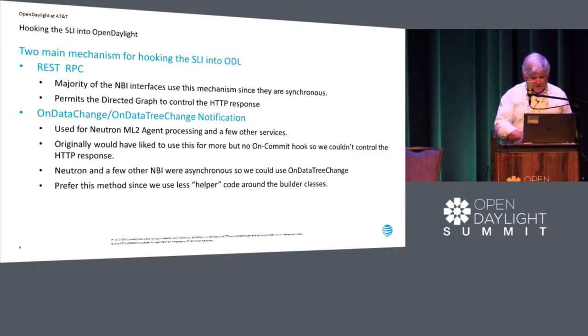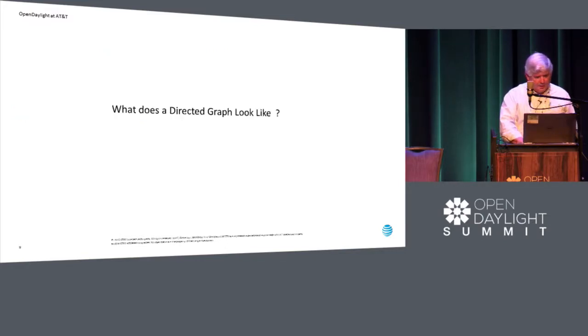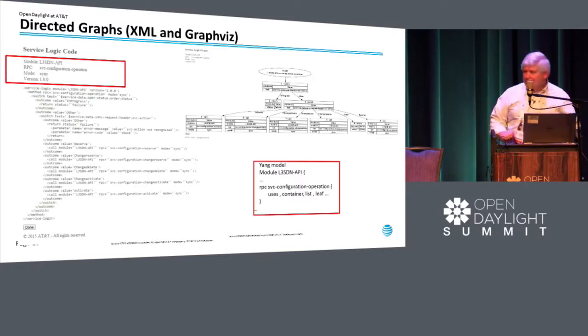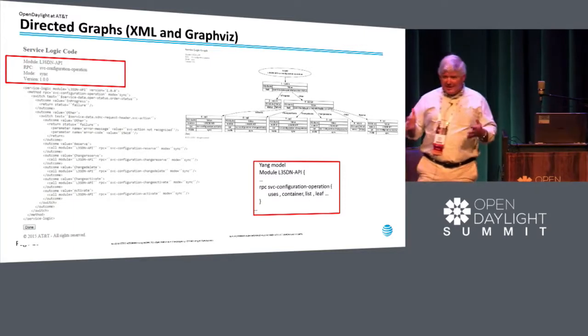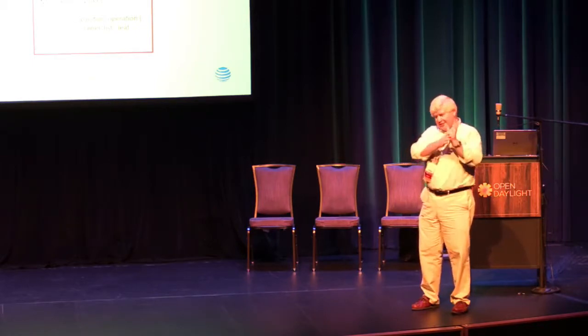Okay. And I talked about the helper code. Okay, what does a directed graph look like? When we started this, the left-hand side is what we were making service designers hand code or hand create, okay? XML document, and you probably could use a bunch of XML tools, but you got to worry about the start tag, the end tag, put it in, make sure all the closing tags occur at the end of it.